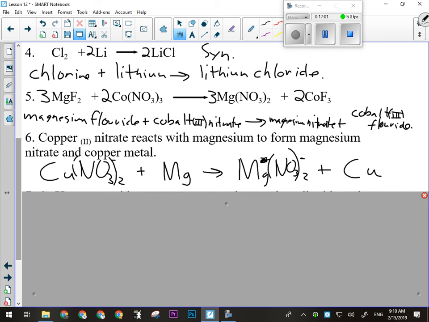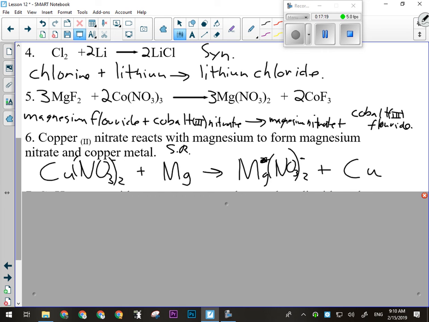Again, pretty important to get my formulas right and make sure I do my drops and swaps, and all that kind of stuff. Any questions on what I did there? All right, what kind of reaction is that? Single replacement. I have an ionic compound reacting with an element, so it's a single replacement reaction.